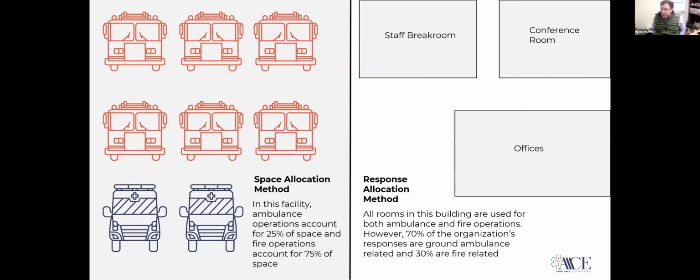Or you could say, look, the fire trucks are far larger than the ambulances, so they take up a greater portion of the garage space, and then you can allocate that way. It's less important how you come up with your allocation and more just that it makes sense to you, it's reasonable, and that you document how you came up with it, right? And then you would have to do the same thing for those common areas.